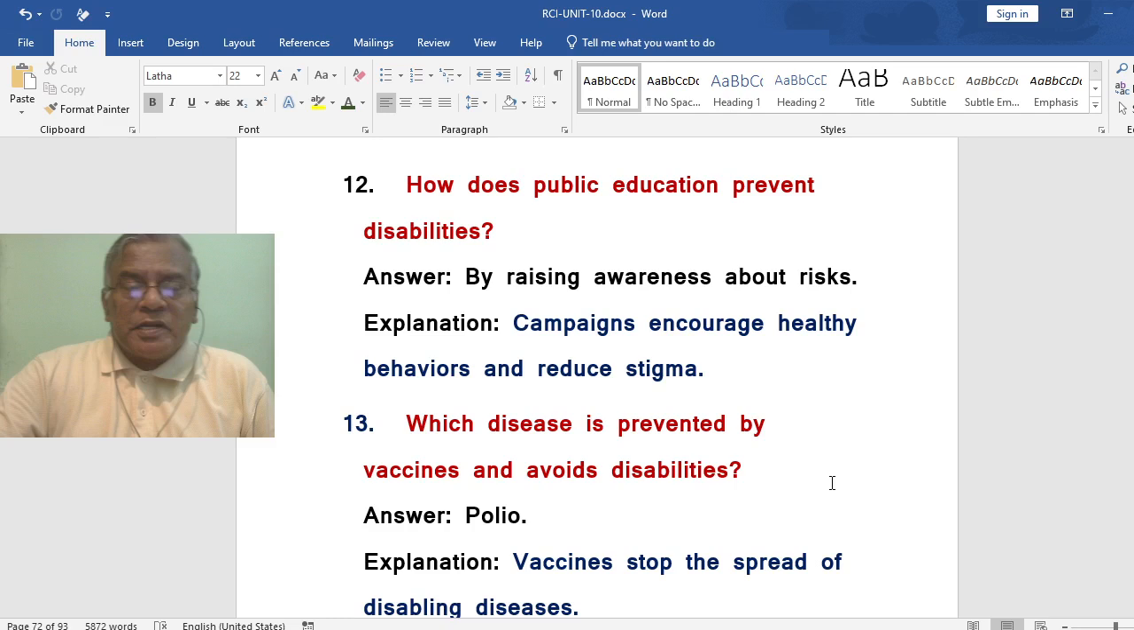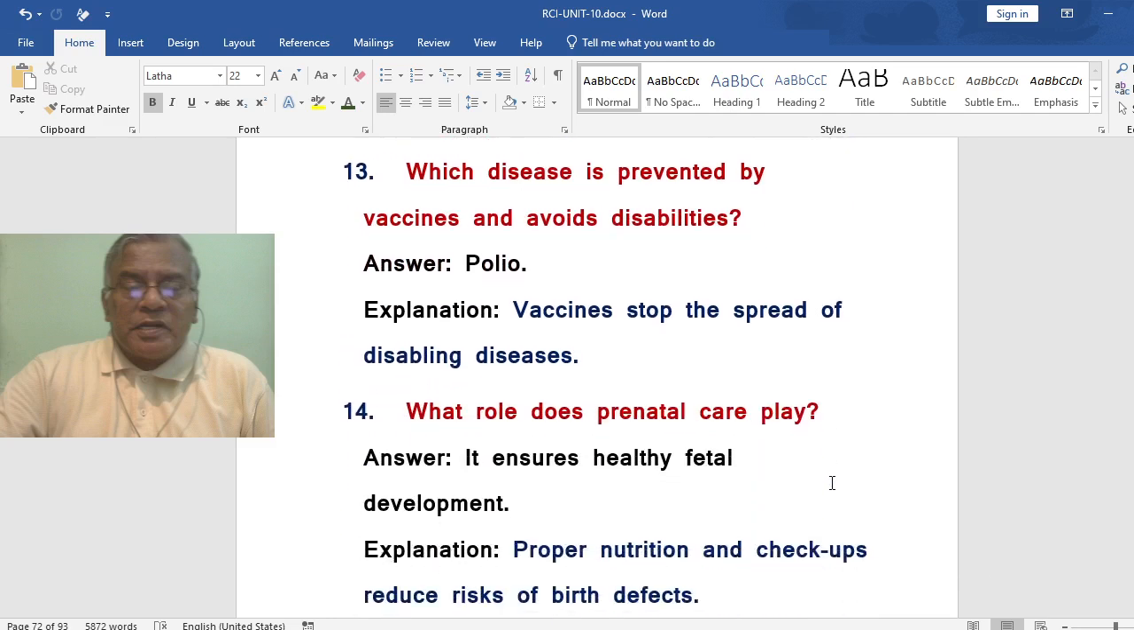That is by raising awareness about risks. Campaigns encourage healthy behaviors and reduce stigma. Which disease is prevented by vaccines and avoids disabilities? That is polio. Vaccines stop the spread of disabling diseases, especially for newborn children, infants.